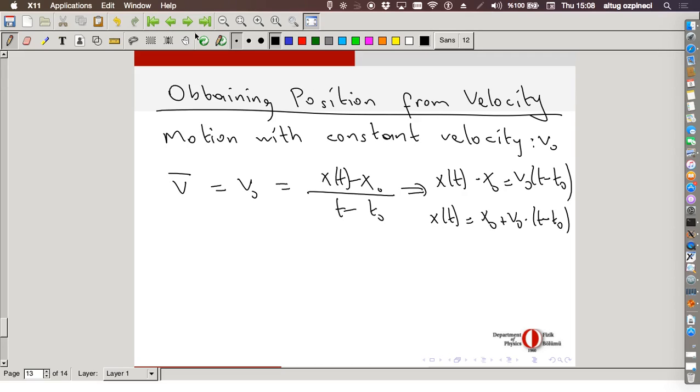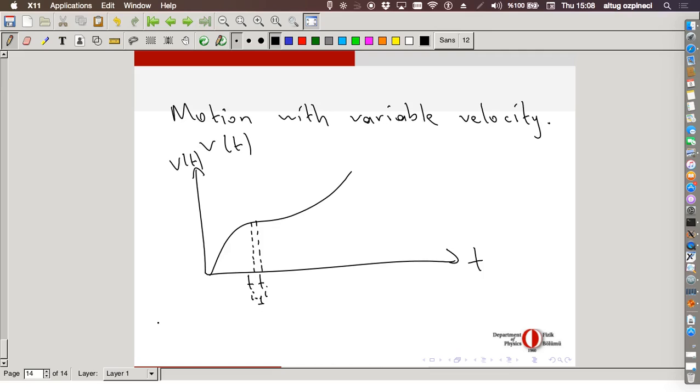So the position of my object at time t_i will be nothing but its position at a somewhat earlier time, plus the velocity at that earlier time, or any time in this interval, because the velocity is more or less constant, times t_i minus t_(i-1), the duration of that time. So does everybody agree with this?